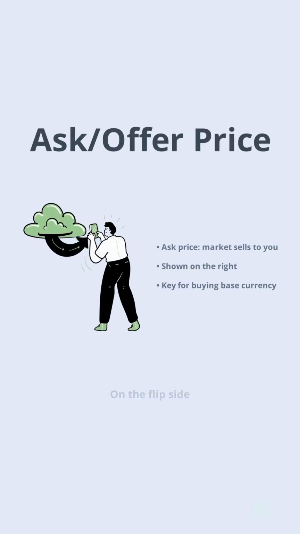The flip side, the ask or offer price, is the rate at which the market is willing to sell a currency pair. This is the price you pay to buy the base currency, and it's shown on the right side of the quote. For example, if EUR/USD is quoted at 1.2812/15, the ask price is 1.2815. This tells you how much you'll pay to buy 1 euro. The ask price is also known as the offer price, and it's crucial for planning your trade.